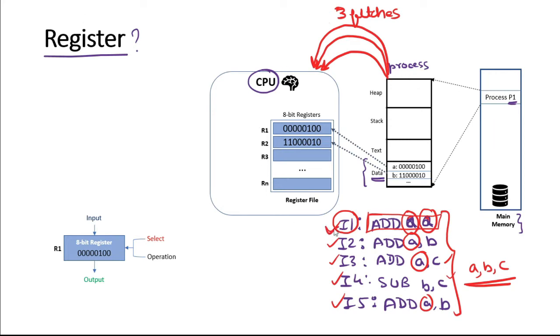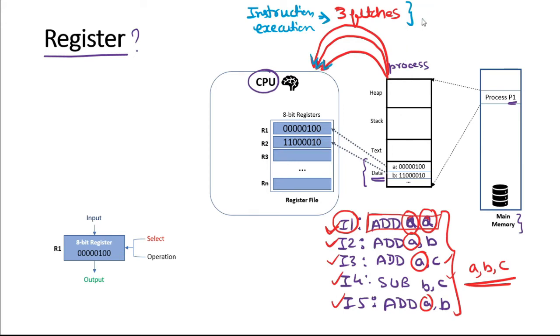So I1 requires this, and even I2, I3, I4, I5, all of them require it. So all these instruction executions require three fetches, right? Now what is the impact of these three fetches?